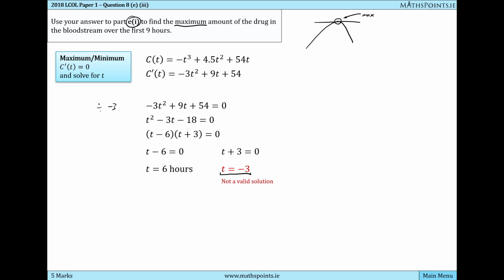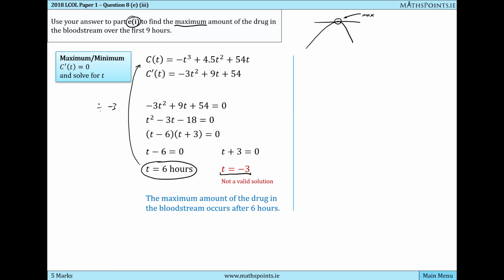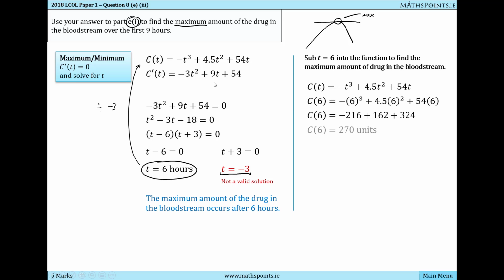Now, the question is to actually find that amount of drug. So we found the time when the maximum amount of drug is in our system, but to actually find out how much drug that is, we're going to sub that back into our original function. That tells us how much drug is in the system if we say how many hours we're looking for. So subbing t equals 6 back into the original function and tidying it up, we get that after 6 hours there was 270 units of the drug in our system.